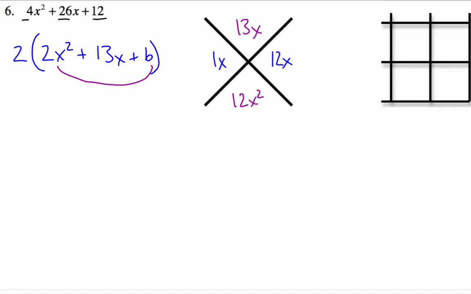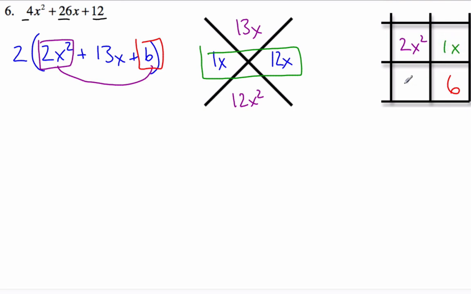Now I go to the box. This term here goes in the first position. This term here, the 6, goes in the bottom position. It's a positive 6. And then finally, these two make the 13x, and it goes in these positions here, the x and 12x. And now it's common factors.